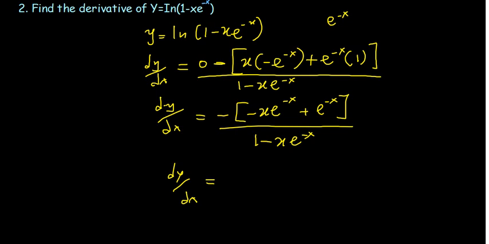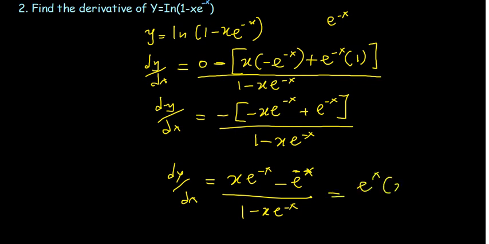We can furthermore simplify this by distributing the negative. So let me first distribute that to be positive x e to the power negative x, and then negative e to the power negative x, and then divided by 1 minus x e to the power negative x. So we can end here, or we can even simplify by factorizing out e to the power negative x. That remains x minus 1. So this is e to the power negative x times x minus 1, and then divided by 1 minus x e to the power negative x. So that is going to be it.